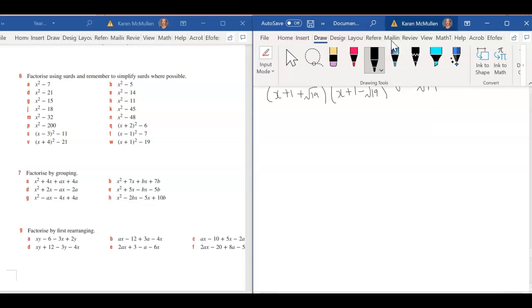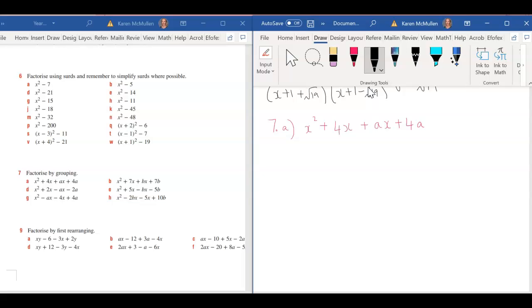All right, question 7. Now we're doing a bit of grouping. So question 7 and 9 are very similar. The only difference is in question 7, they're already put in the correct order for you. But in question 9, they're not. So we're going to have to do some rearranging. And it does say in the question that we need to rearrange it.